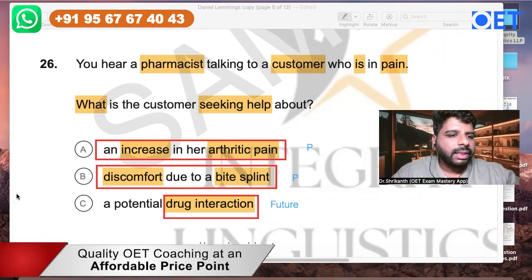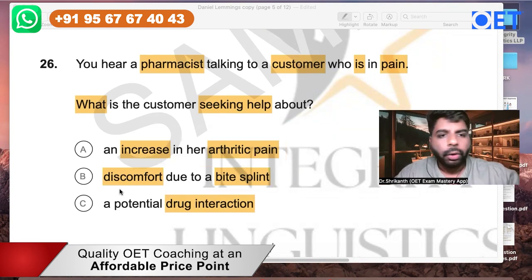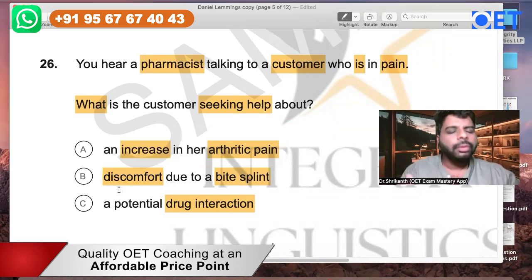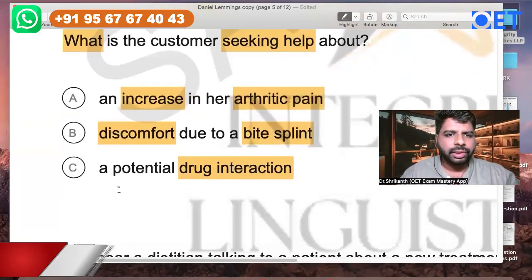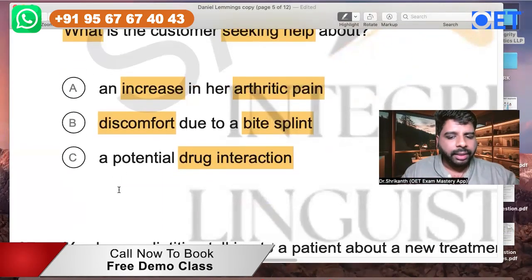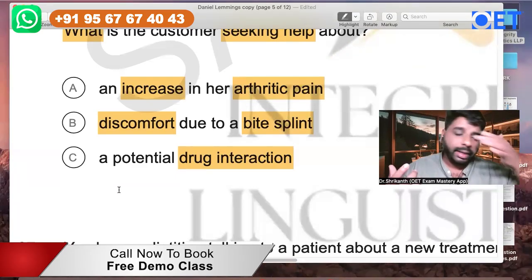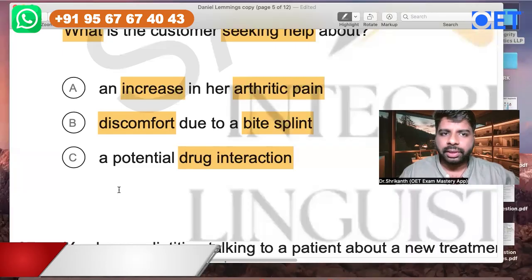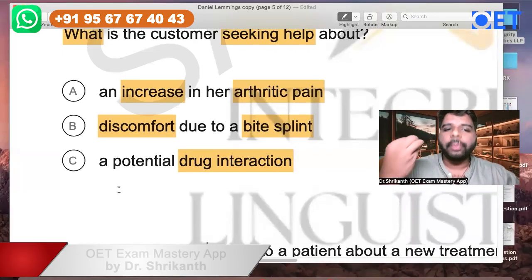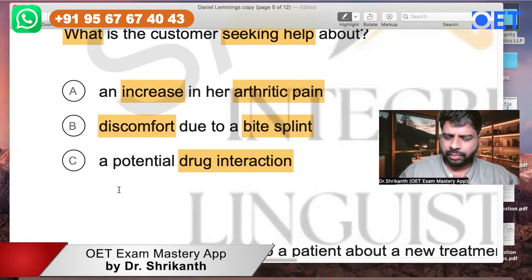Right. So now let's take a look into the audio script over here. Now we have comprehended the question. Now you have to retain the question in your memory. Okay, so let's retain the question. The patient is already in pain. The patient is going to a pharmacist, and the person is asking for a solution from the pharmacist. And the question is asking you regarding what problem. So the solution is coming from the pharmacist, but for what problem is she seeking a solution from the pharmacist?